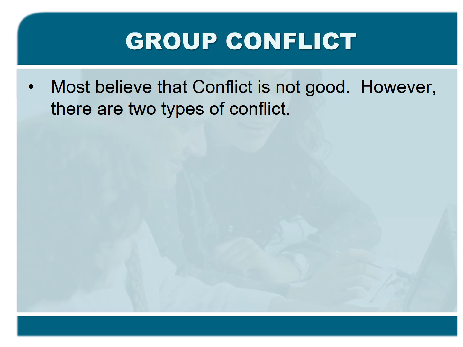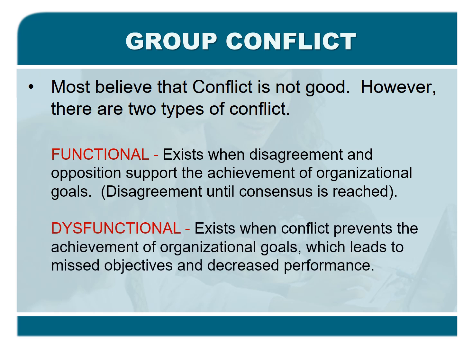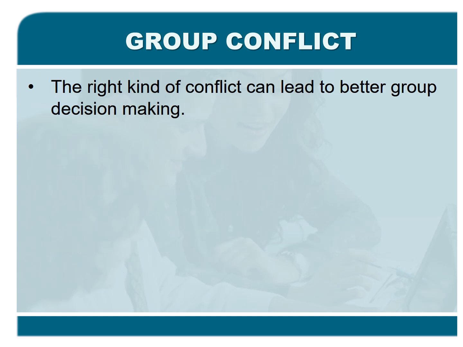Most people believe that conflict is not good. However, there are 2 types of conflict, and one is good for groups, and that is the functional. It exists when disagreement and opposition supports the achievement of organizational goals, but the disagreement lasts until a consensus or compromise is reached. Dysfunctional exists when conflict prevents the achievement of organizational goals, which leads to missed objectives and, unfortunately, decreased performance.